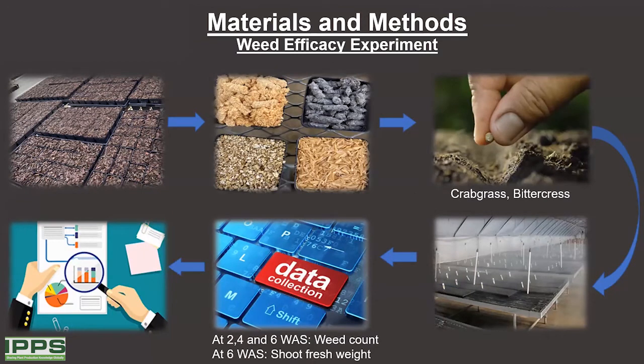For the weed efficacy experiment, we used the same size container and substrate. All four mulches were applied at 0.5 and 1 inch depth. After application of all the mulches, seeds of two weed species, crabgrass and bittergrass, were sown. Containers were completely randomized within species and kept under shade and intermittent mist. Data were collected on weed count at 2, 4, and 6 weeks after sowing, and shoot fresh weight was collected at 6 weeks after sowing, and data were analyzed using SAS.